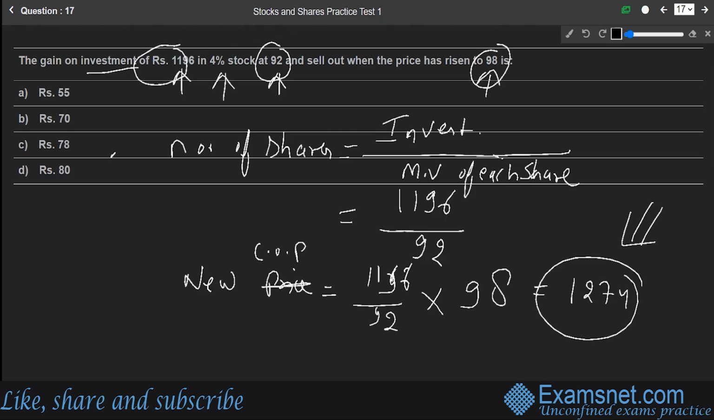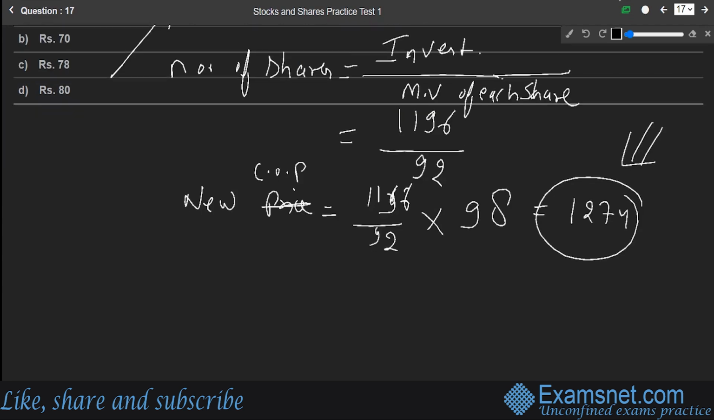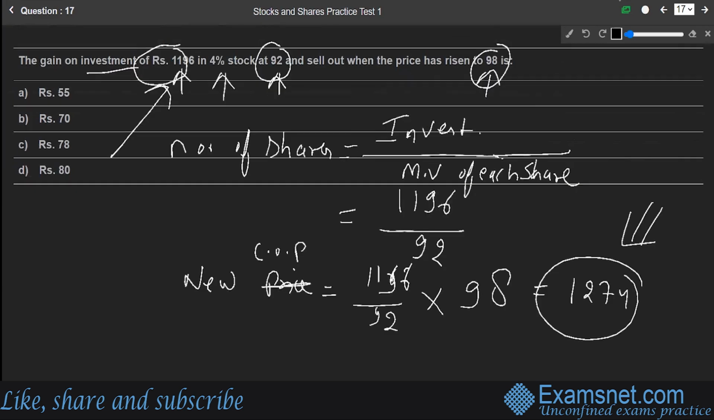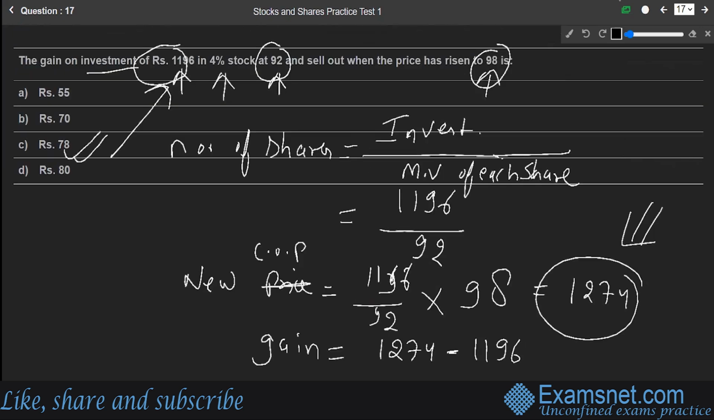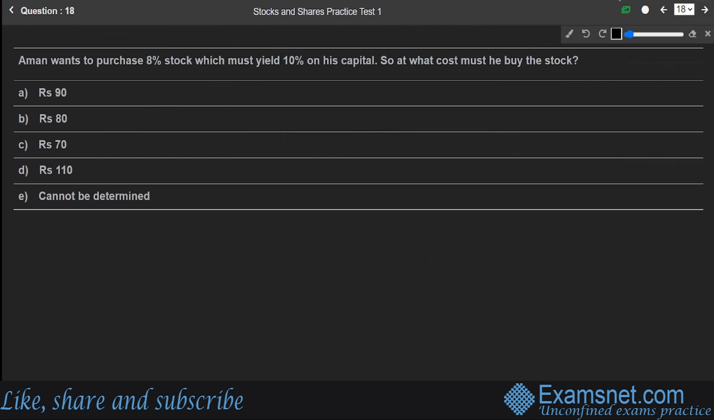How much did he invest initially? 1196. So what was his gain? Now we can find out the gain. Gain is nothing but the price at which the deal has happened, that is 1274, minus the initial investment, 1196. If you subtract these two numbers, you're going to get the gain. The gain value is coming out to be rupees 78, which is clearly available in option number C, becomes the right answer.